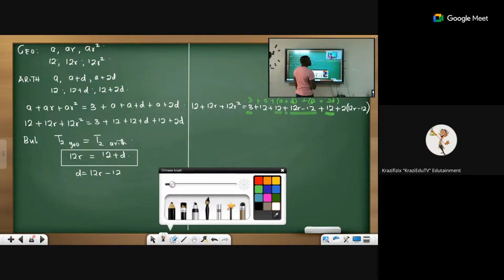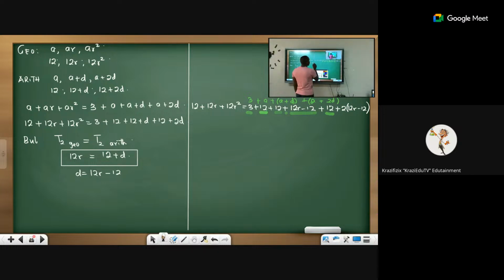Let's please, the way you write also matters. What is this? 12 plus 12R plus 12R squared. Okay, 3 plus 12, 15. This 12 would cancel that 12. I have 12R, I have 12 plus 24R minus 24.